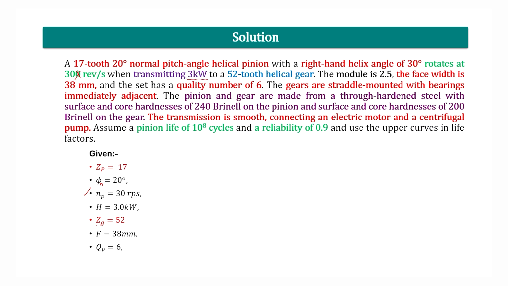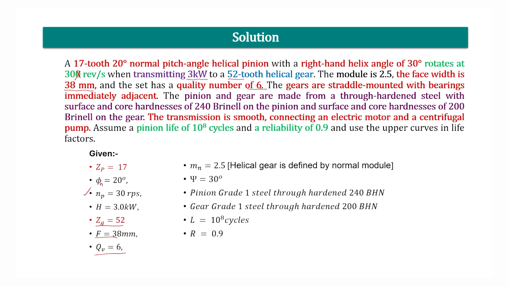Then the number of teeth on the gear, ZG, is 52, and the face width is 38. The quality value is 6. Then the normal module is 2.5, since helical gears are defined by the normal module. The helix angle is 30 degrees. The pinion material is grade 1 steel through hardened to 240 BHN, and the gear is also grade 1 steel through hardened to 200 BHN.